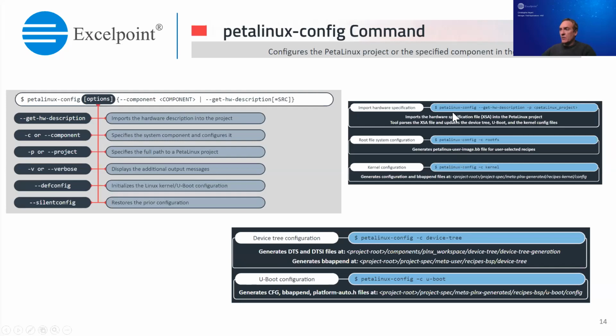So again, here are a number of examples of how to use the command. So we will be importing our own generated XSA file using this command, and then we'll build all the individual components. You don't always have to do that. If you build the kernel, for instance, then it will update the device tree and U-Boot, so it's kind of incremental.